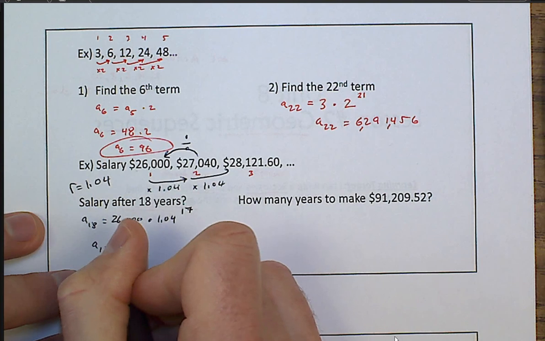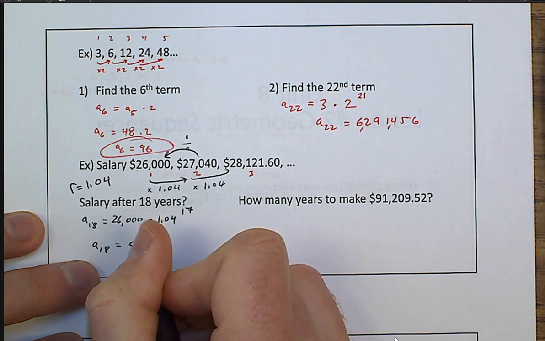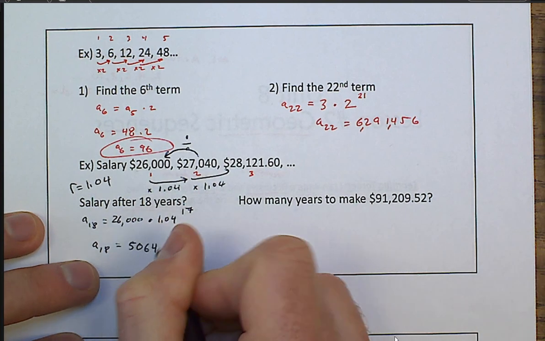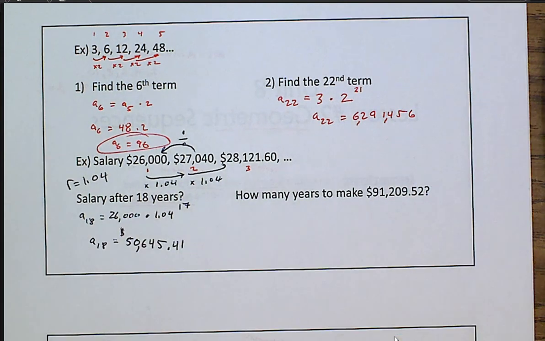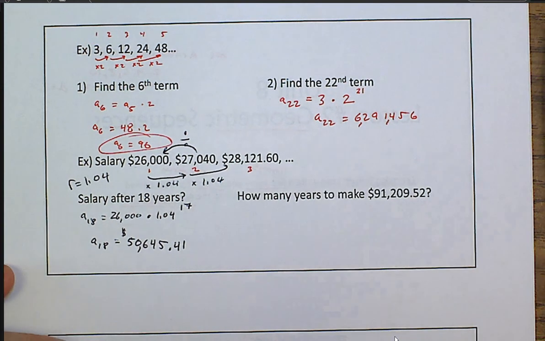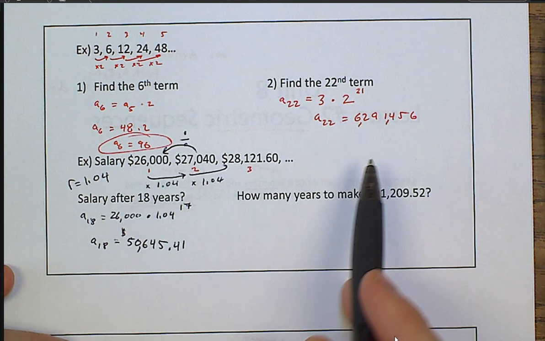The 18th term is going to be $50,645.41. That's what you'll make in your 18th year on the job. That's not the total over all 18 years. That's just your 18th year.